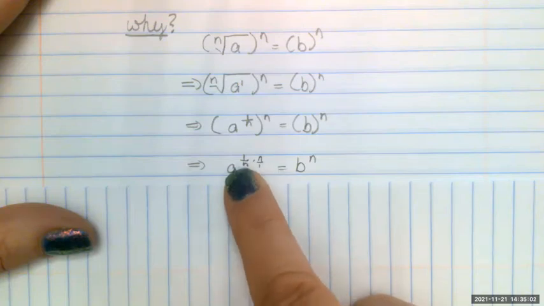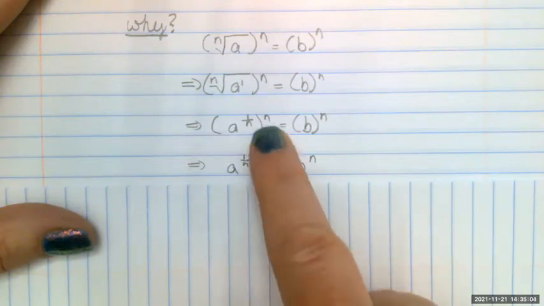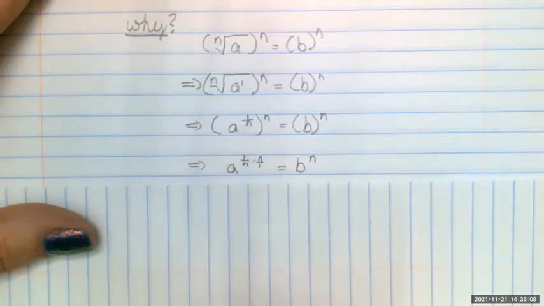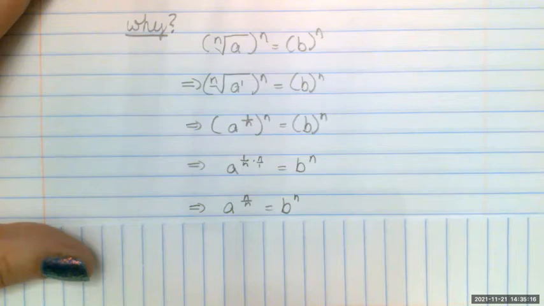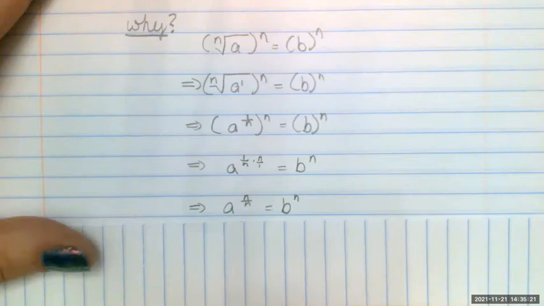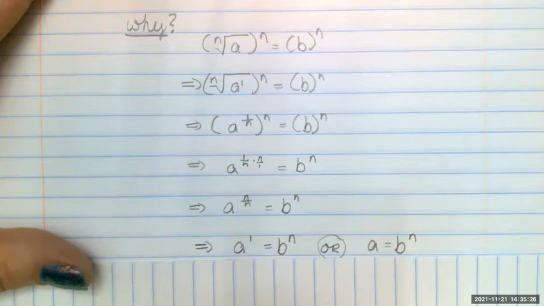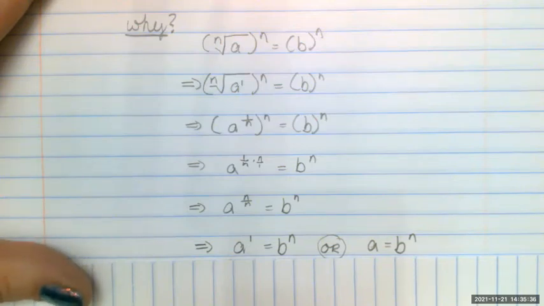So I now have a to the 1 over n times n over 1. When they're multiplied together like this, it's multiplication. So a to the 1 over n times n over 1 just gives me a to the n over n. And as we know, the same number on top with the same number down below is 1. So we're left with a to the 1 equals b to the n, or just a equals b to the n. That's the reason why we raise both sides to a power that matches the index.